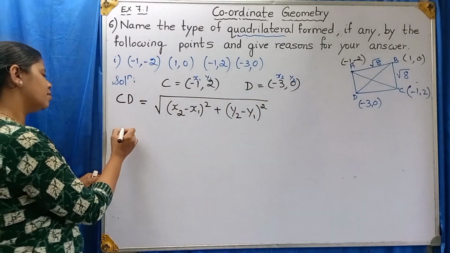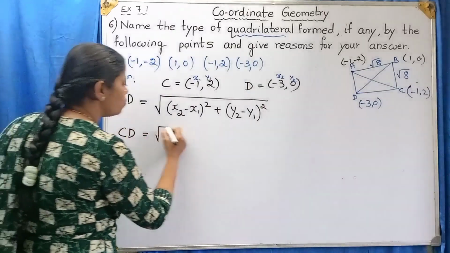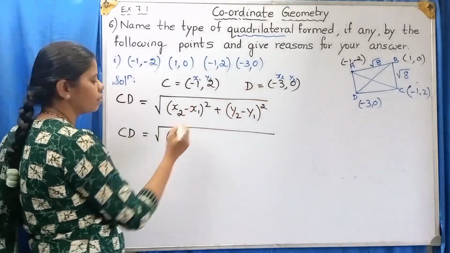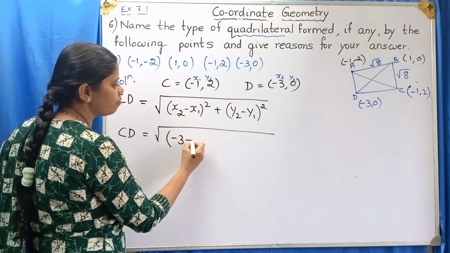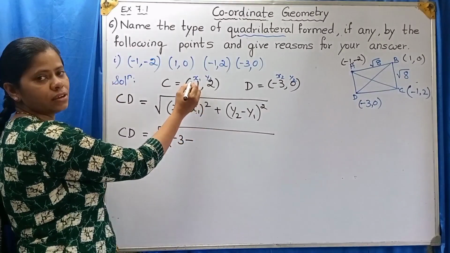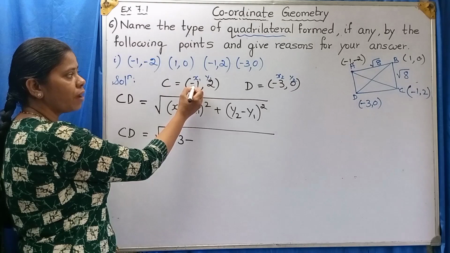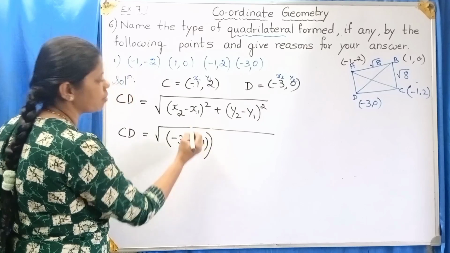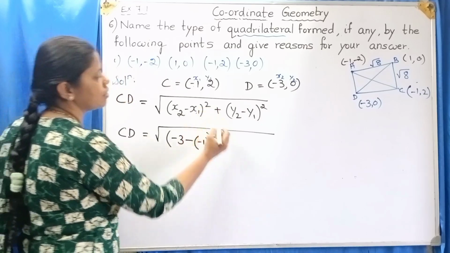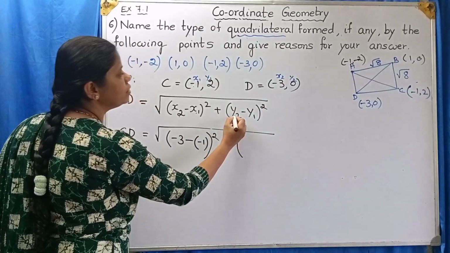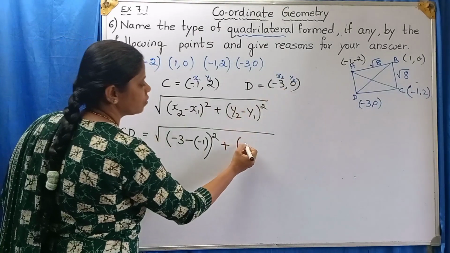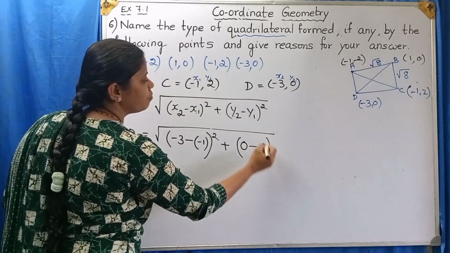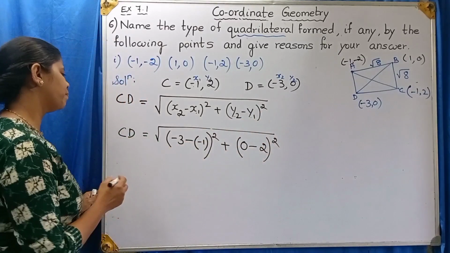Okay. Then CD is equal to square root of, bracket open, x2. The value of x2 is minus 3. Minus 3. For this minus, let us write minus x1. That is minus 1. Look at this carefully. The value of x1 is minus 1. Let me take this in the bracket. Okay. For this bracket, let us write the bracket square plus, bracket open, y2. The value of y2 is 0. Minus, the value of y1 is 2. Bracket close. For this square, let us write square.